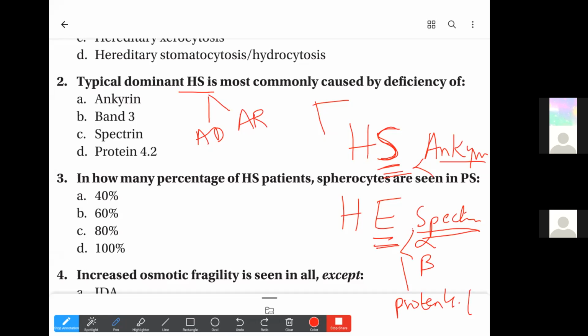Whereas in hereditary spherocytosis, the defect is mostly autosomal dominant. In 75% of the cases there will be an autosomal dominant inheritance, and in the remaining 25% there would be an autosomal recessive form.